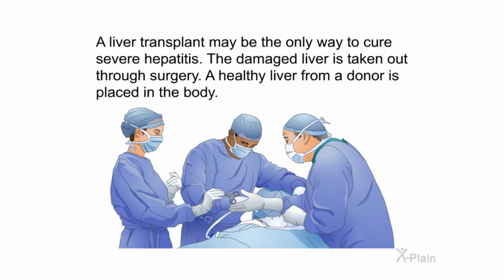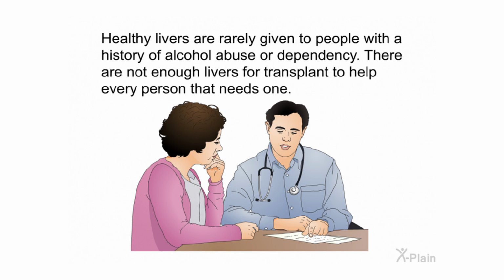A liver transplant may be the only way to cure severe hepatitis. The damaged liver is taken out through surgery. A healthy liver from a donor is placed in the body. Healthy livers are rarely given to people with a history of alcohol abuse or dependency. There are not enough livers for transplant to help every person that needs one.